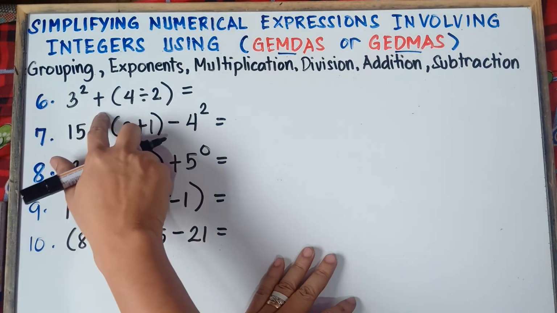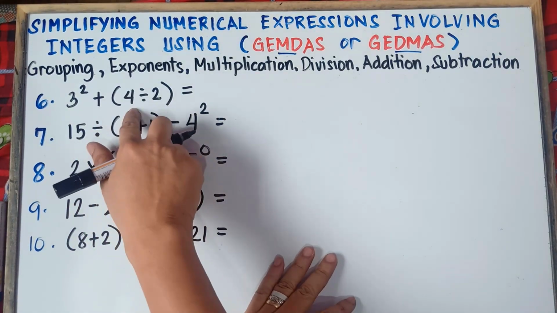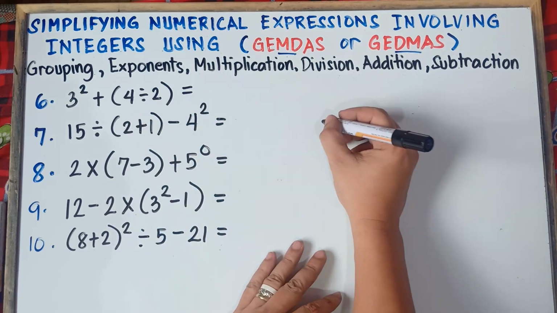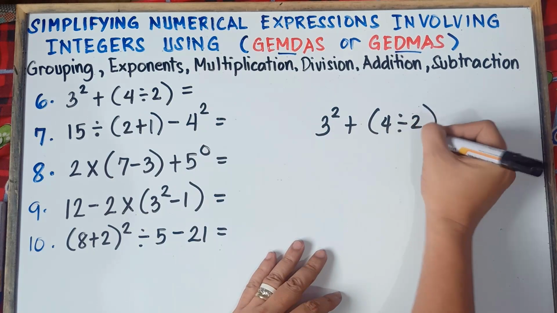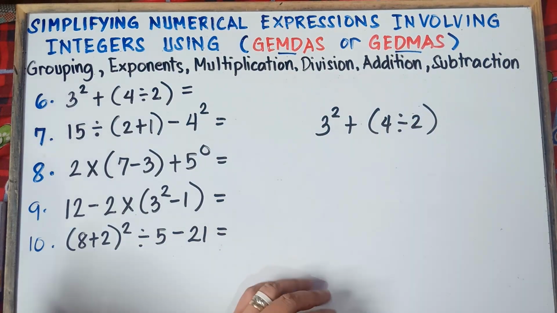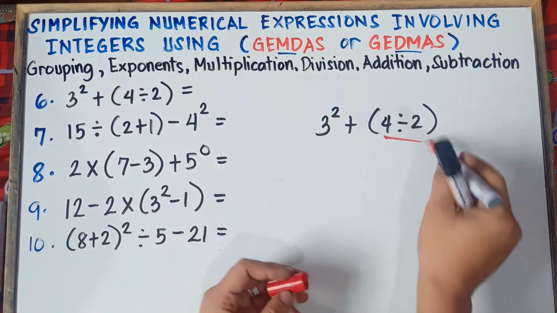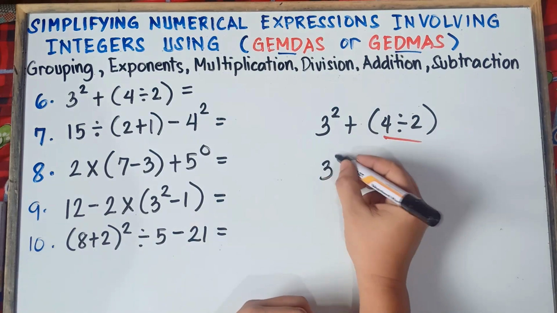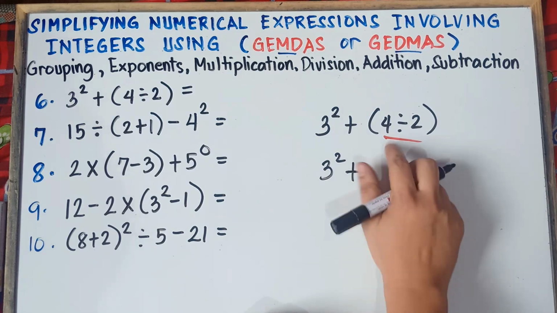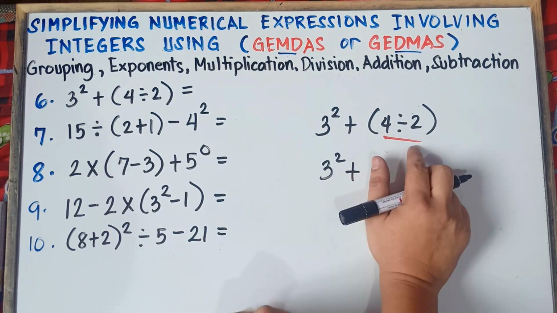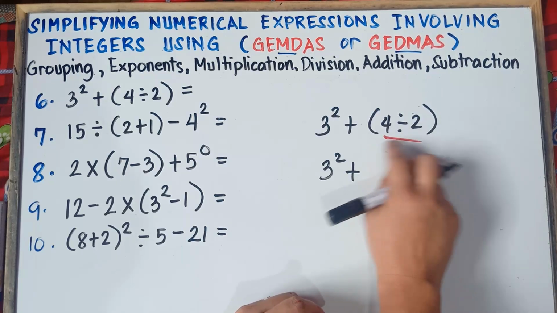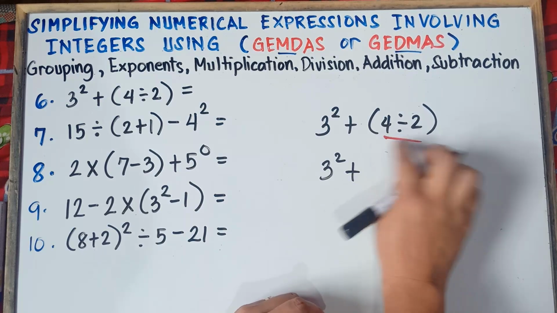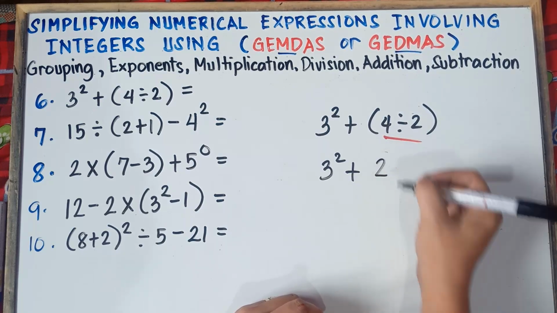So we have 3 squared plus, open and close parentheses, 4 divided by 2. So let me just copy this one. 3 squared plus 4 divided by 2. Once again, simplify inside the parentheses first. Copy 3 squared. Copy plus sign. So 4 divided by 2, what's the answer, class? That's correct, that would be 2. So we can now remove the parentheses because we just simplify inside. 4 divided by 2, that is 2.